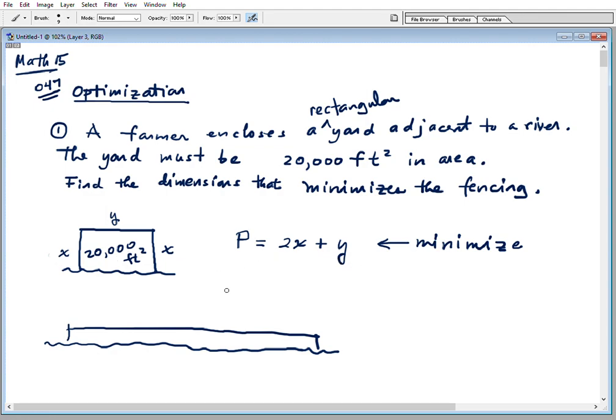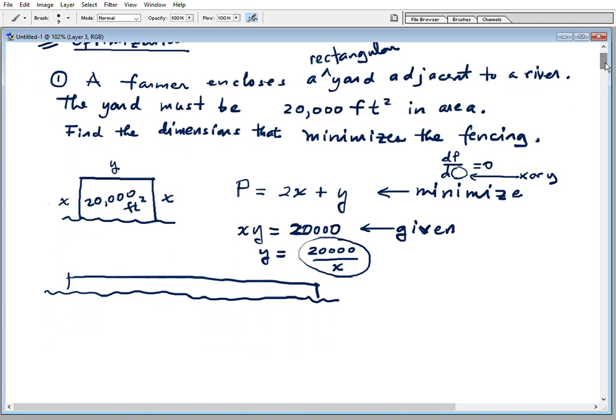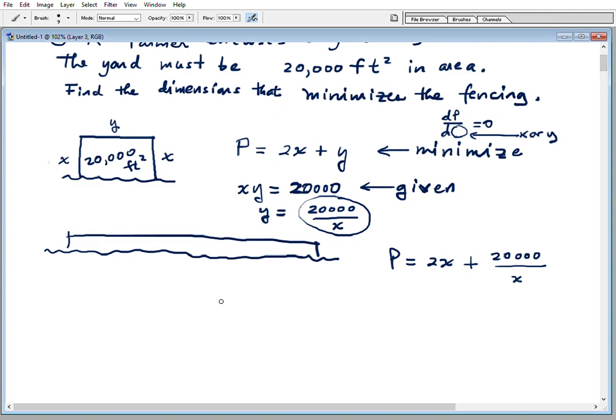Now we're given that the area xy is 20,000. This is what we're given. So since we want to minimize this, what we want to do is find dp, the derivative of p with respect to some variable, either x or y, and set it equal to 0. We want to use this to substitute for x or y. So let's say we substitute for y. So y is 20,000 over x. So we'll substitute for y right there. Okay, so we have p is equal to 2x plus 20,000 over x. And now we're ready to differentiate dp dx.